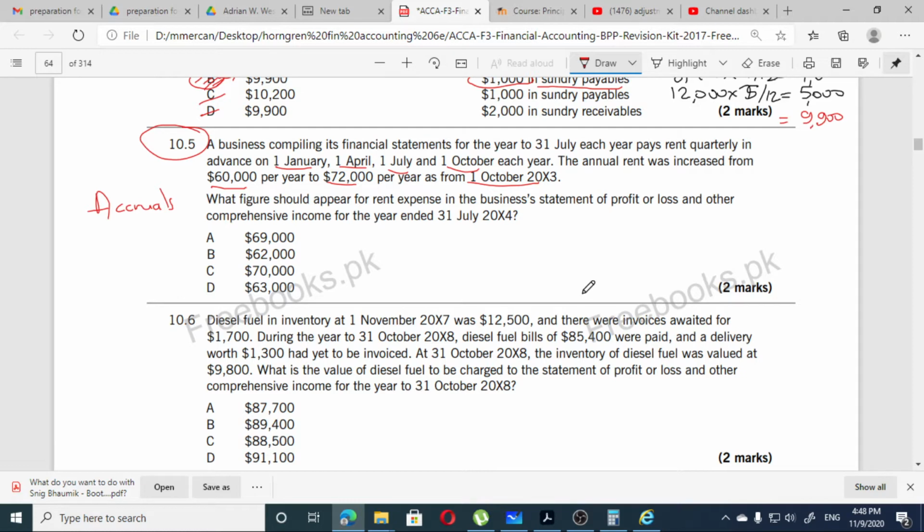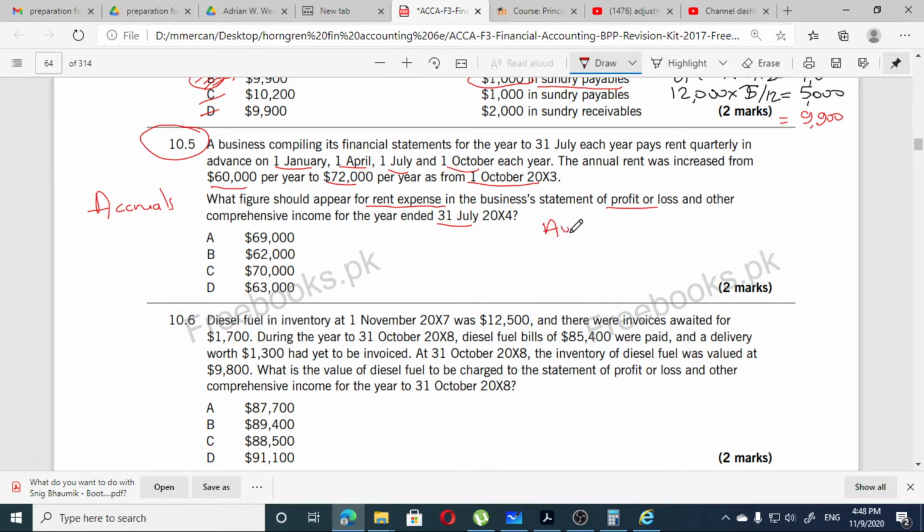We did similar questions; question 2 in this is a similar one. The question is, what figure should appear for rent expense in the business's statement of profit or loss, I mean the income statement, other comprehensive income statement, for the year ended 31 July 2004? Now look at that one.